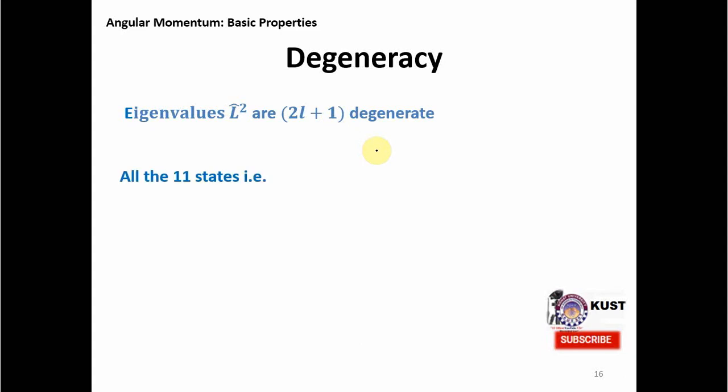So this means that we would have 11 states, that is (5, 5), (5, 4), (5, 3), and so on up to (5, minus 5). These are actually 11 values, and these are all degenerate. By degeneracy we mean that for just one angular momentum value, we have this whole set of values, and this creates degeneracy. So this is for L square equal to 30 h bar square.